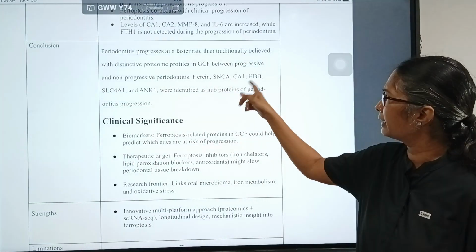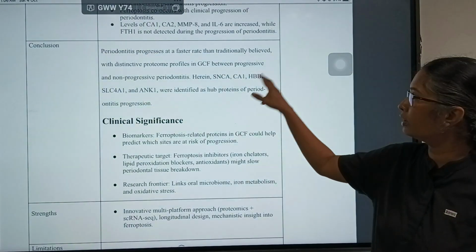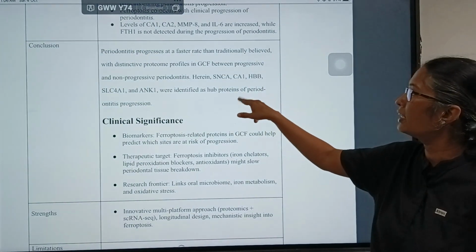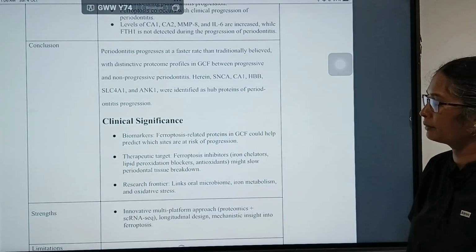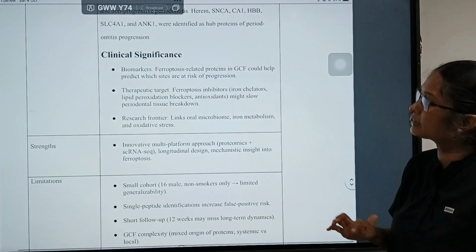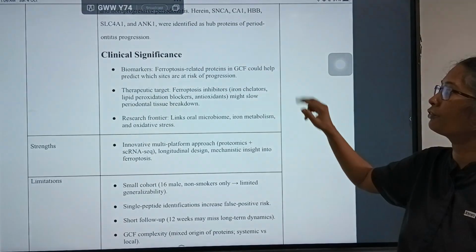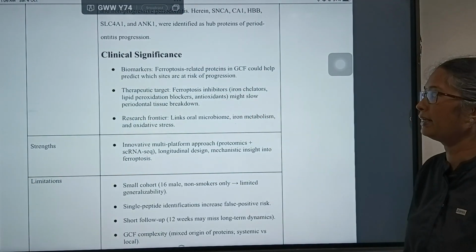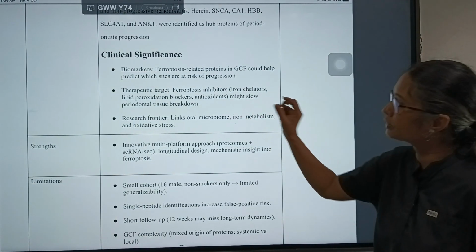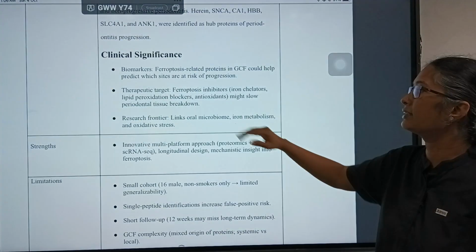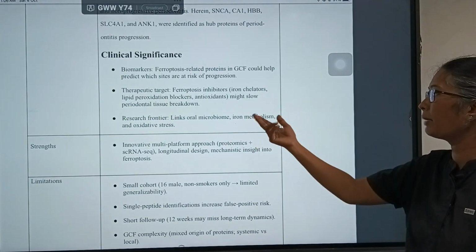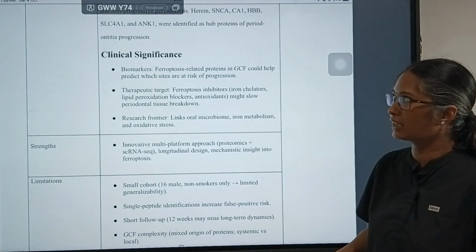Here SNCA, CA1, HBB, all the proteins which I already mentioned, were identified as hub proteins for periodontitis progression. And the clinical significance of this is they can be used as biomarkers. Ferroptosis-related proteins in GCF could help predict which sites are at risk of progression. And we can use that as a therapeutic target, and as a research frontier we can link the oral microbiome, iron metabolism, and oxidative stress as well.